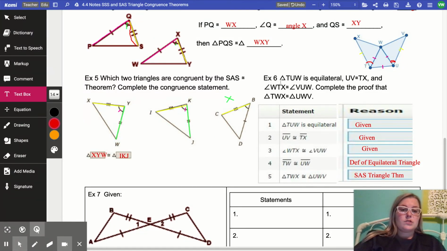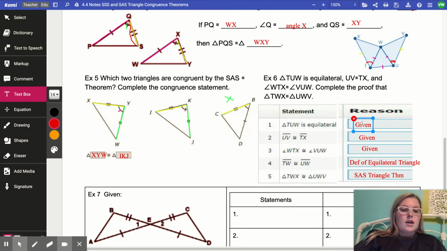Okay, so we marked down all of our givens. Triangle TUW is equilateral is given, UV being congruent to TX was given, and those 2 angles being congruent was given. My 4th statement says TW is congruent to UW. Those are both sides in my equilateral triangle, so we know these 2 sides are congruent because we have an equilateral triangle. That's just the definition of an equilateral triangle, and that should be on your yellow definition sheets.